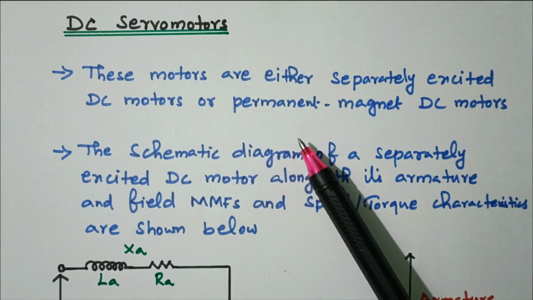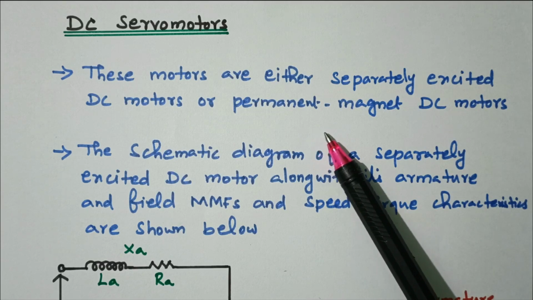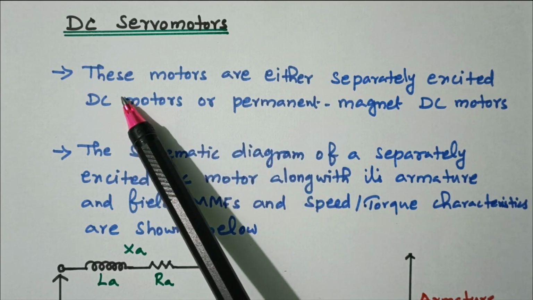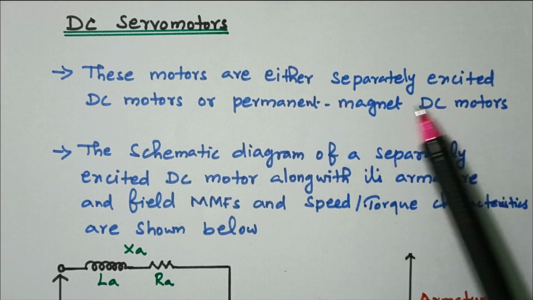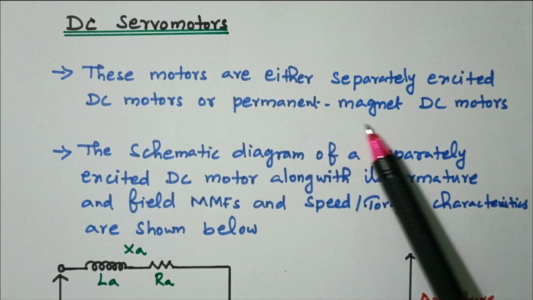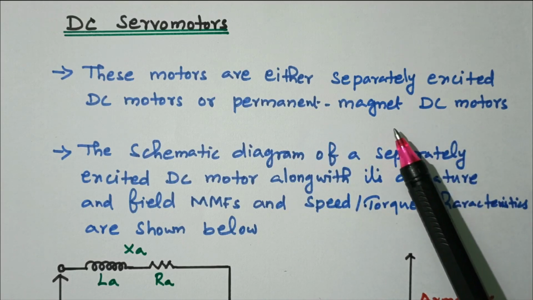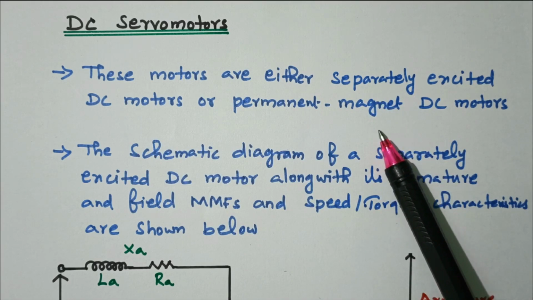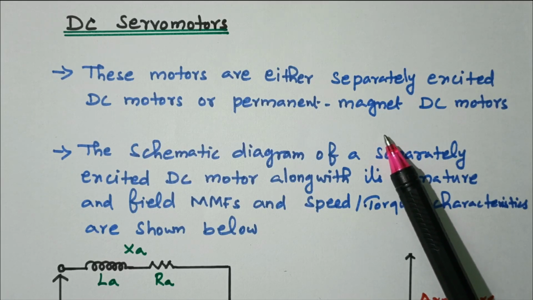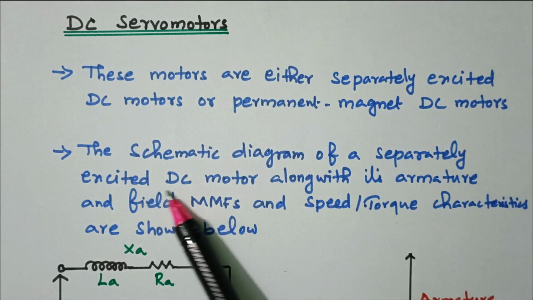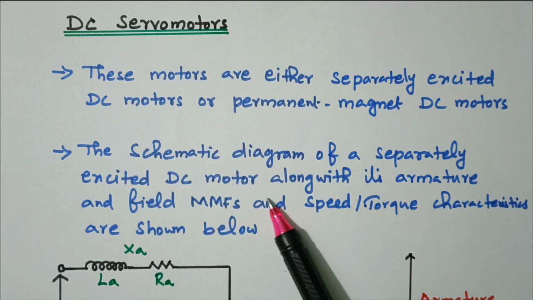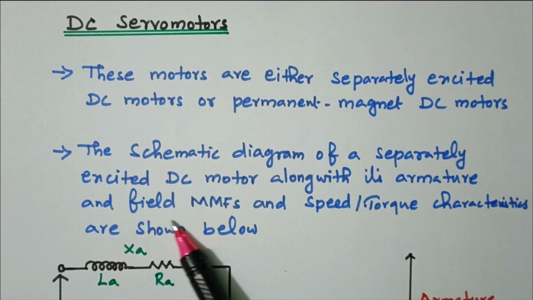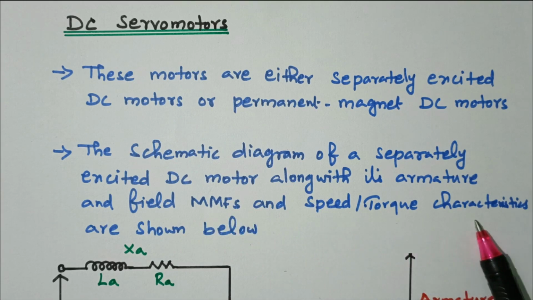So this is the position control motor, not a continuously rotating motor. Now we'll see the construction. These motors are either separately excited DC motor or permanent magnet DC motor. So it is like a DC motor, in that separately excited. In a DC motor we know that armature and field are there. The field is separately excited, and the supply is given to the armature. The schematic diagram of a separately excited DC motor along with its armature and field MMF and speed torque characteristics are shown below. Now we'll see the detail.